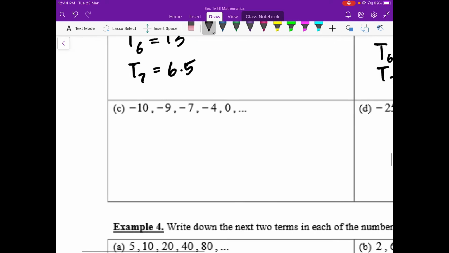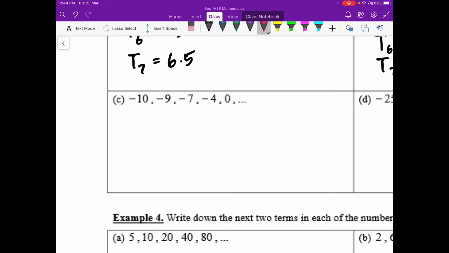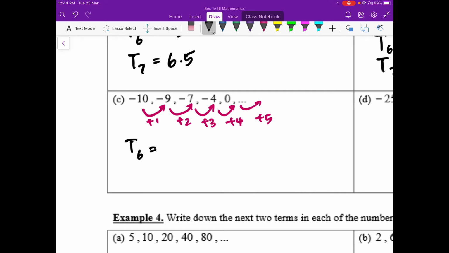Okay, we continue with the next one. Negative 10 to negative 9. What happened over here? Plus 1. Negative 9 to negative 7, plus 2, to negative 4, plus 3, plus 4, and I guess we're going to add 5. So same thing. Term number 1, 2, 3, 4, 5, 6. Term number 6 will be 0 plus 5 is 5. Term number 7 will be 5 plus 6 equals 11. No need. We will talk about the formula later on.